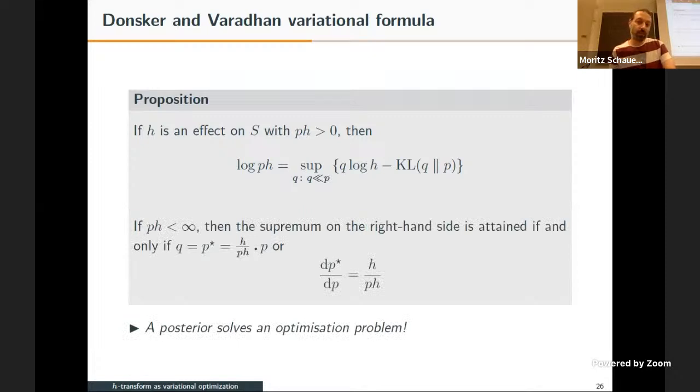And then the supremum on the right-hand side, that's actually attained by the H transform. So the P star, that's taking the Markov kernel P and giving it a weight H over PH. That gives me the optimizer Q of the expression above. So for example, this tells me that posterior distributions, if I do this entire thing not with Markov kernels, but for distributions or for morphisms from the I space, that my posterior distribution solves an optimization problem.